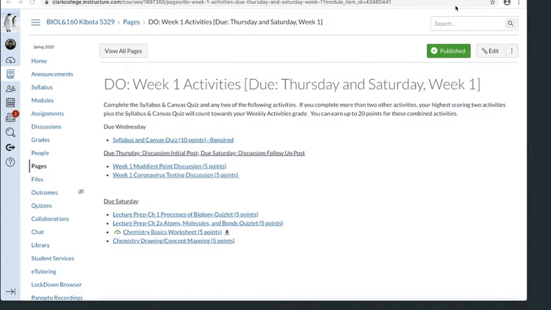Each of the weekly activities, other than the syllabus and Canvas quiz, is intended to help you learn about the week one lecture concepts in different and deeper ways than you might learn about them just studying on your own. Even if you don't have to do all of those activities for the 20 weekly activity points, you may want to do all of those activities to help you be more successful later in the class.